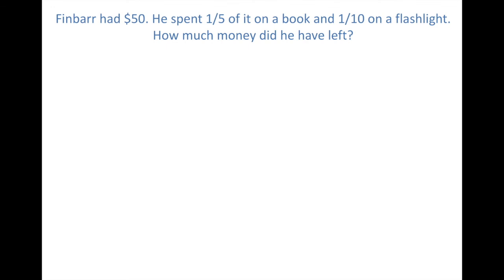This is the last problem for you to try this evening. Finbar had $50. He spent 1/5 of it on a book and 1/10 on a flashlight. How much money did he have left? Begin again by writing your sentence on the bottom. Finbar had blank dollars left. And then I want you to solve this on your own and submit your answer when you're ready.